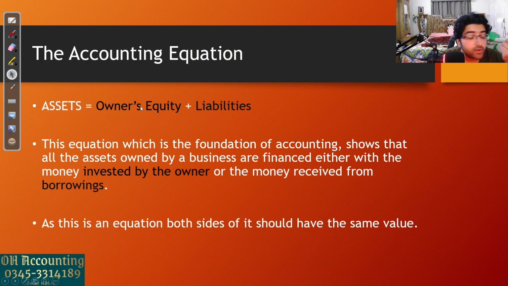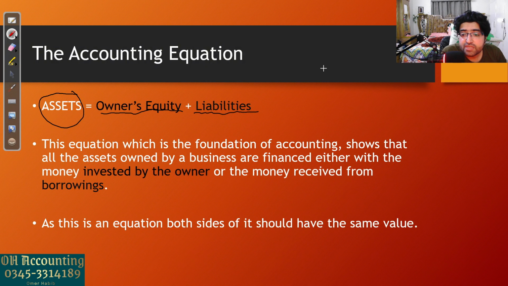The accounting equation states that assets of a business should be equal to owner's equity plus liabilities. What is the meaning of this equation? This equation simply means that all the assets owned by the business are either financed by the owner or through borrowings, right? I will repeat it one more time. All the assets owned by the business are either financed by the owner, which is owner's equity, or through borrowings or taking a loan, right? These are the two possible ways.